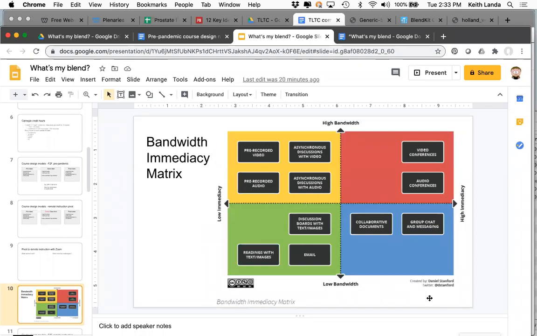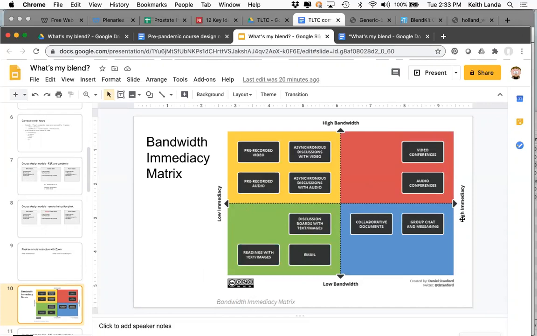And you can see the credits down here, Daniel Stanford. This is Creative Commons license, so if you want to take this and use it as well, it's available. But what he did, in the blog post, and this figure doesn't capture all of the things he talked about, was distinguish between those activities we can do that are high immediacy versus low immediacy.